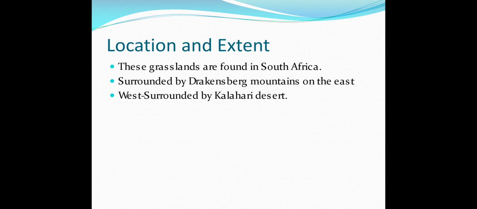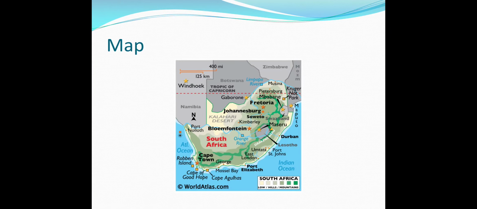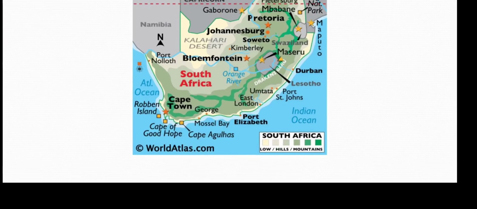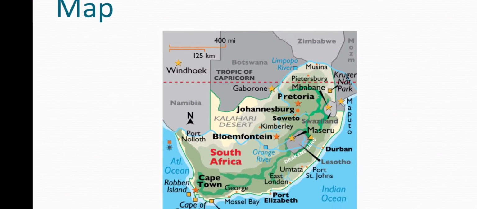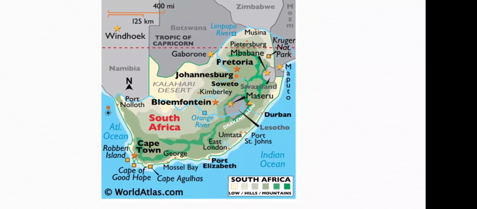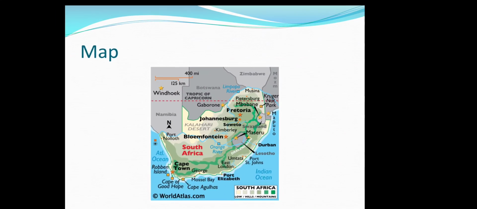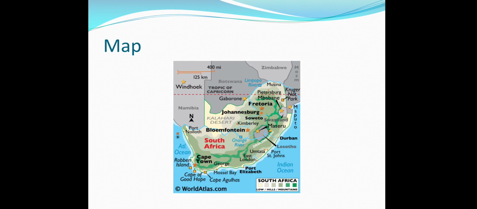Let us just have a map. See, this is the map. Here you can see on the eastern side it has the Drakensberg mountain, and on the western side the Kalahari desert. Are you able to locate that? See here the Kalahari desert, here the Drakensberg mountain. These were the physical features that surround the veld. Apart from this, the Orange and Limpopo rivers along with their tributaries drain the region.